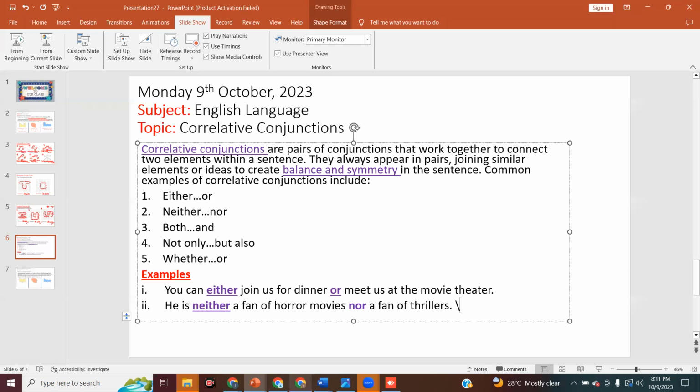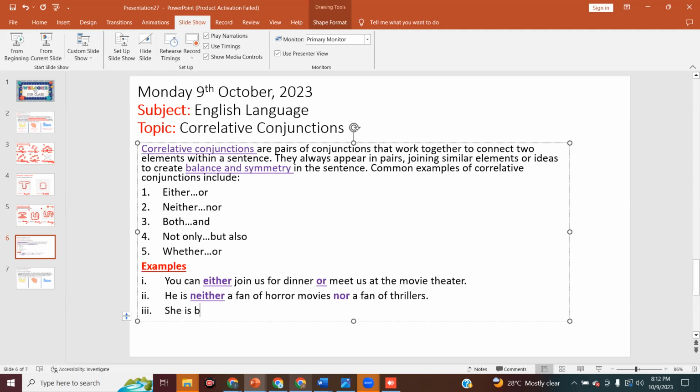All right, so let's look at another one. What if I say that she is both a talented singer. What do you think I'm going to put afterwards? I might use both, and. Very good. She's both a talented singer and what? A skilled dancer. Very good.